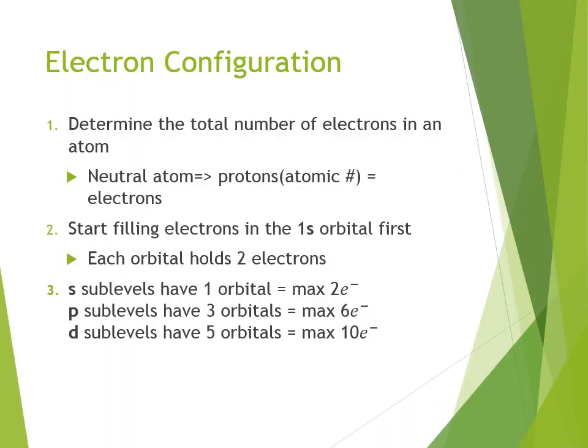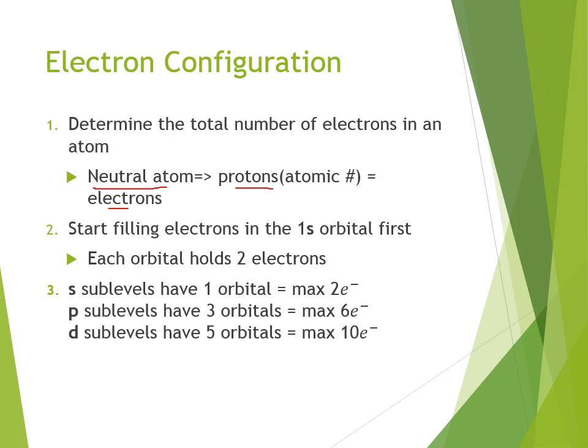So here's a summary of electron configurations. For electron configurations, you determine the total number of electrons in an atom. For neutral atoms, which is what we're going to focus on, remember we said that the protons, the atomic number, is going to be equal to the electrons. If the atom is neutral, the positives and negatives have to cancel out, so they're going to be equal to each other. So if you know the number of protons, you can know the number of electrons.